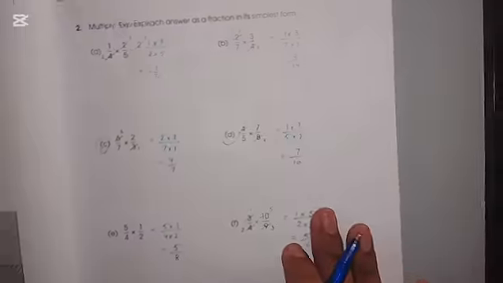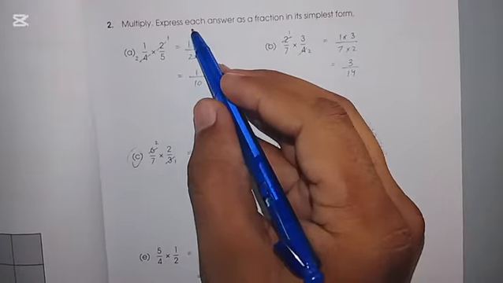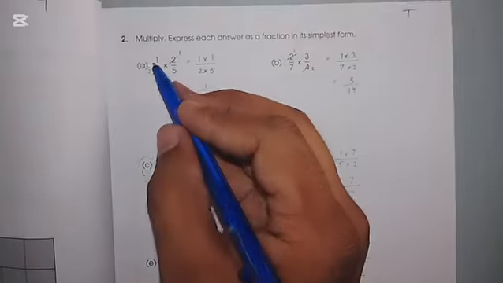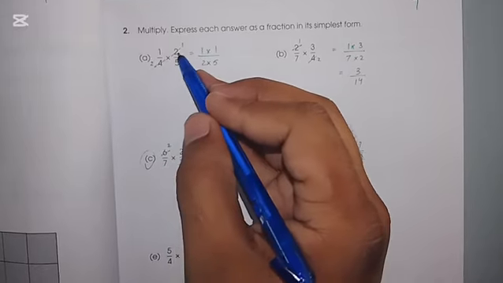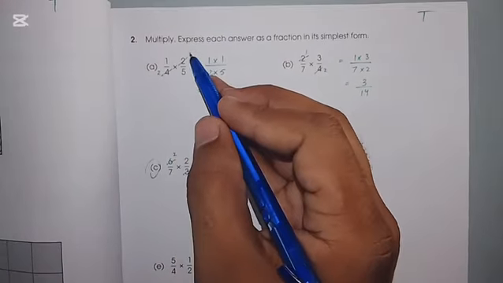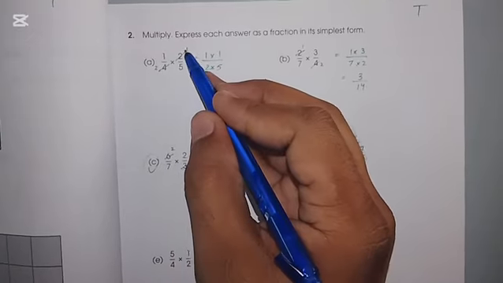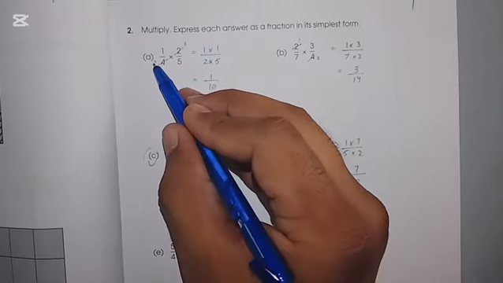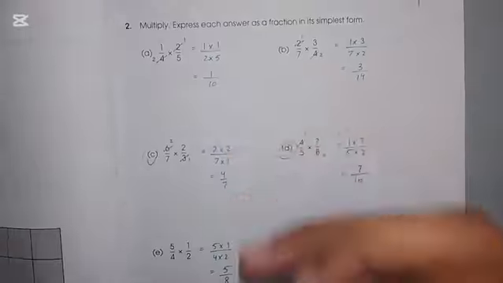Moving on to the next page, number 71. We have question number 2. Multiply and express each answer as a fraction in its simplest form. So 1 over 4 multiply 2 over 5, and this 2 and 4 go on the same table of 2. 2 1s are 2 and 2 2s are 4. So both of them cancel and we get 1 and 2. Now 1 multiply 1, write it as this. 2 multiply 5, write it as this. And 1 1s are 1, 2 5s are 10.